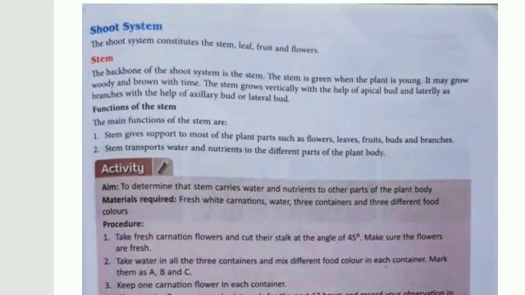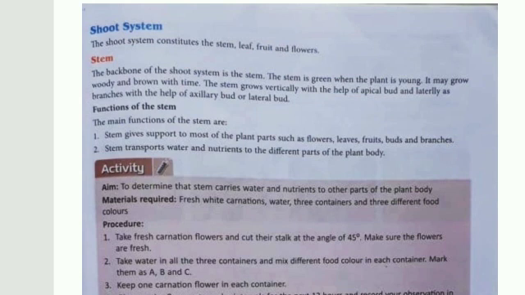Look at the book. The shoot system constitutes the stem, leaf, fruit and flower. You all know there are two parts, two systems. One is root system, second is shoot system. Shoot system consists of stem, leaf, fruits and flowers, and of course seeds also. So now come one part of this shoot system is stem.